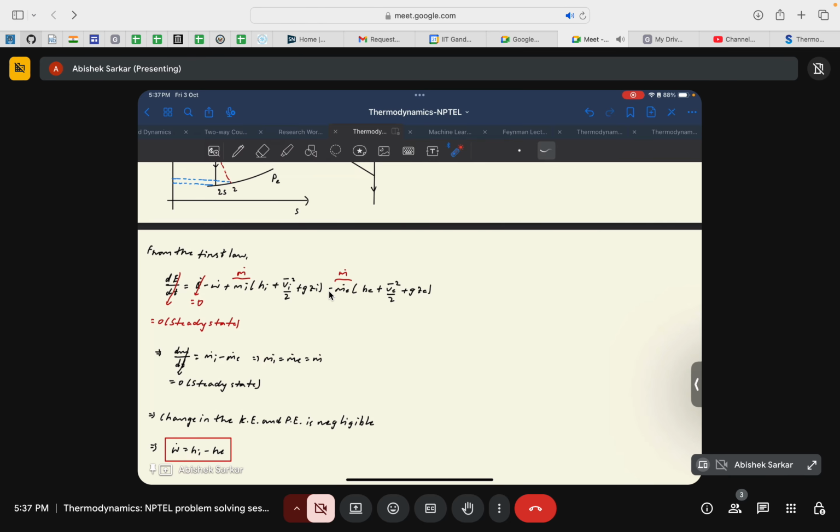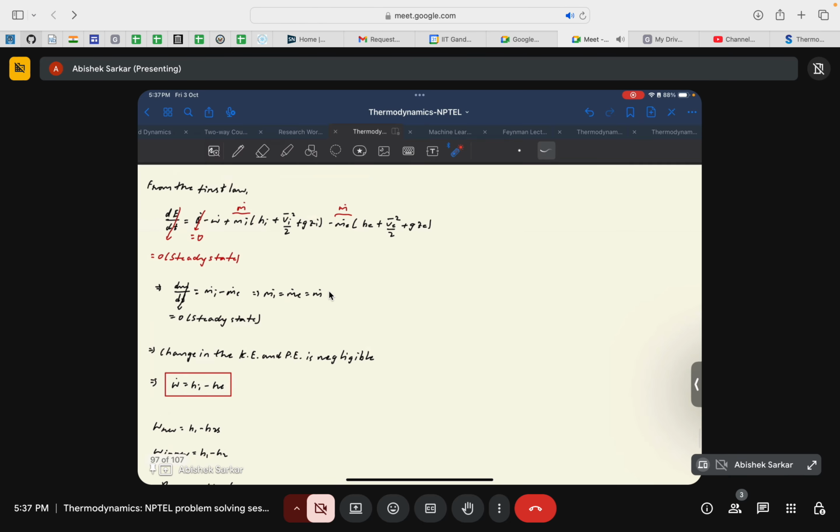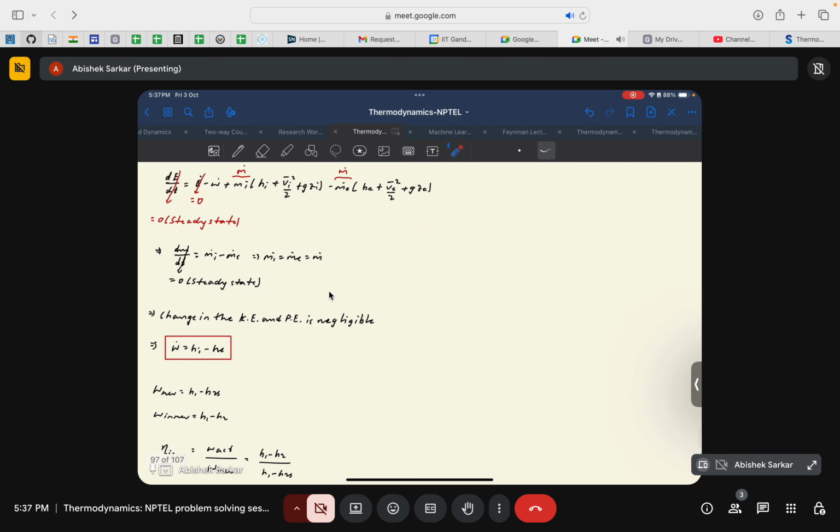Considering all these assumptions, we can finally write that the net work produced by the turbine can be written as W dot equal to Hi minus He. This was already discussed, but we have just gone through it once to get the expression for the net work produced by the turbine.